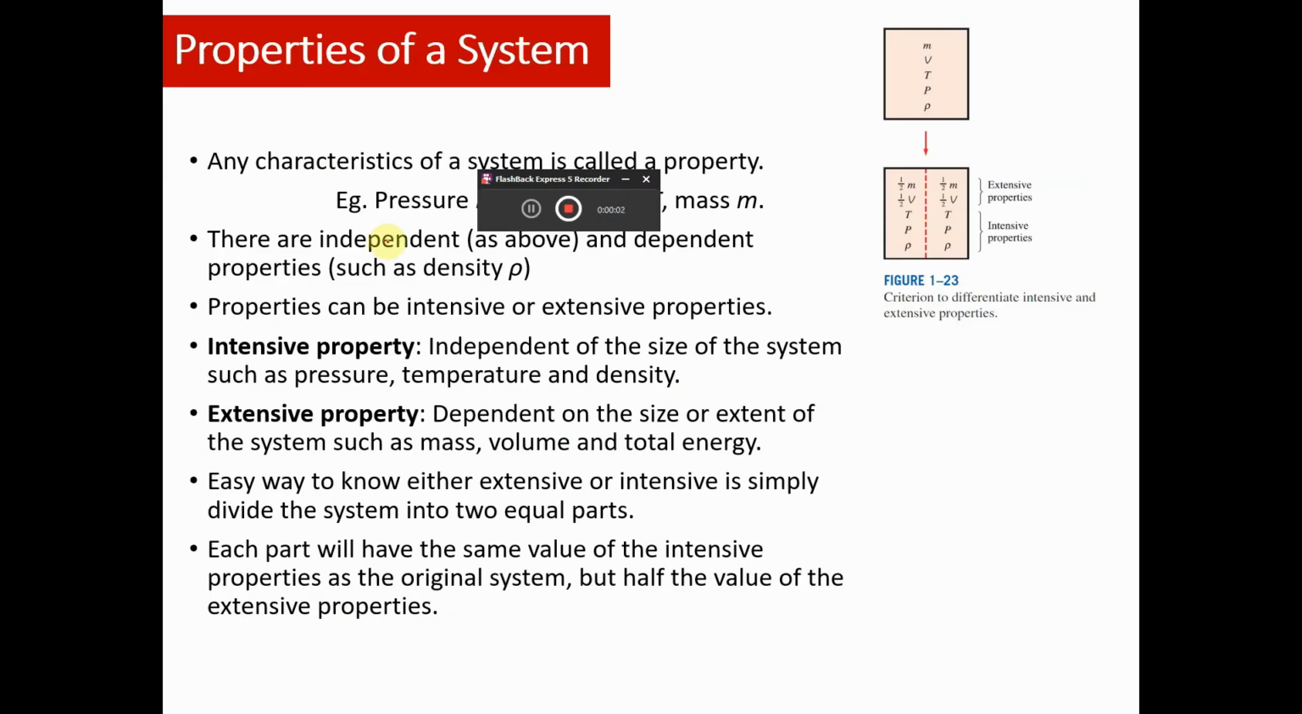Another concept of a system is known as properties. Any characteristic of a system is called a property, and this is related to processing parameters such as pressure, temperature, mass, and so on. In terms of these properties, they can be either independent or dependent. And they can also be divided into two: intensive or extensive properties.